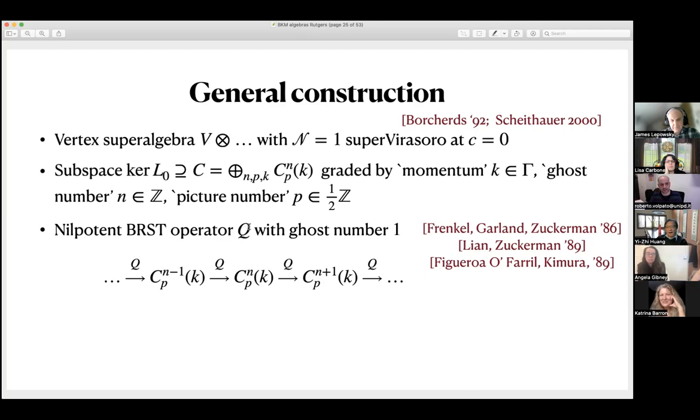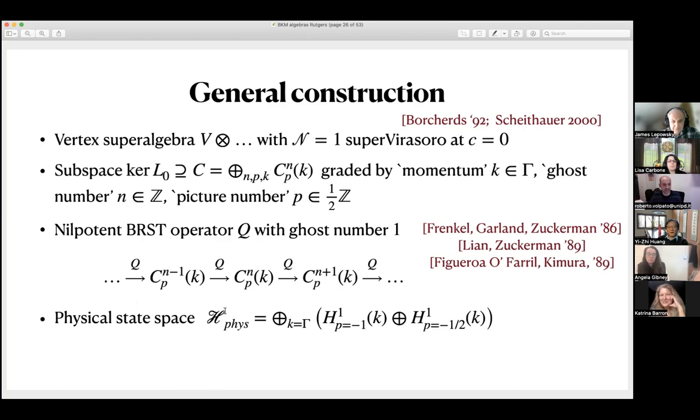You have to define some operator, called a BRST operator, which is a nilpotent operator. This nilpotent operator preserves the momentum and the picture number grading, and it just raises the Gauss number by one. So essentially you build a complex using this nilpotent operator, and the Gauss number is the degree of your complex. Then you can look at the cohomology of this complex and build a space of states out of it. The cohomology will be concentrated in degree one, so all the other degrees give trivial groups. You just look at the degree one piece, at very special picture numbers, minus one and minus a half, and you sum over all momenta. This is how you build your space of physical states.